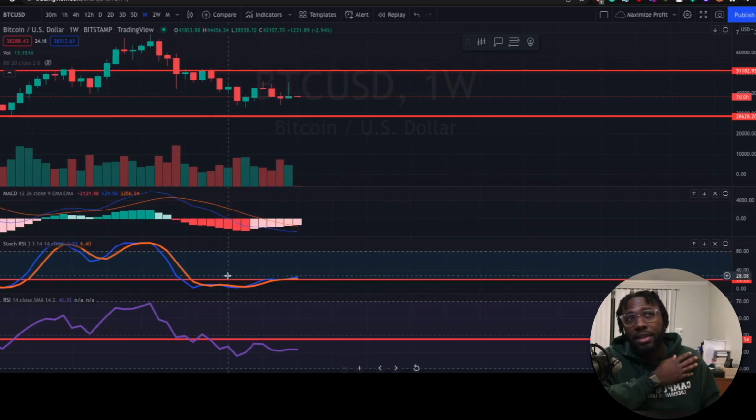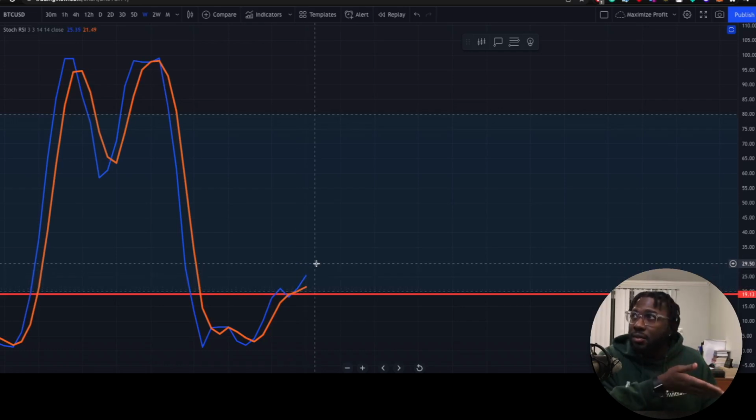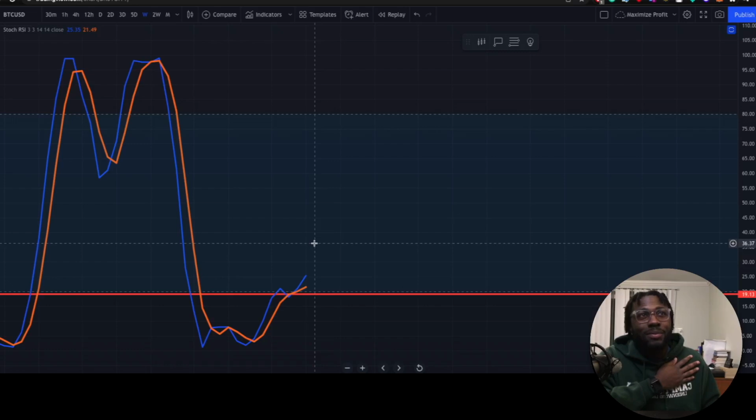Looking at the stochastic RSI, we have broken that 20 level that I talked about last week, and let's make the stochastic RSI bigger. We can see that we are trending upwards, so we'll see what this week looks like. We could see price rise this week. I don't know how high, but we could see some price levels rising this week.